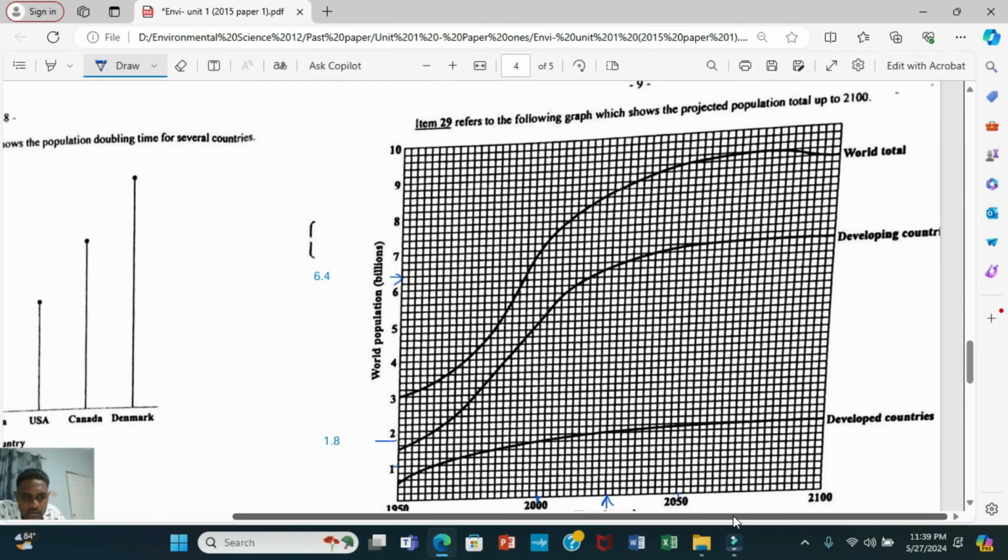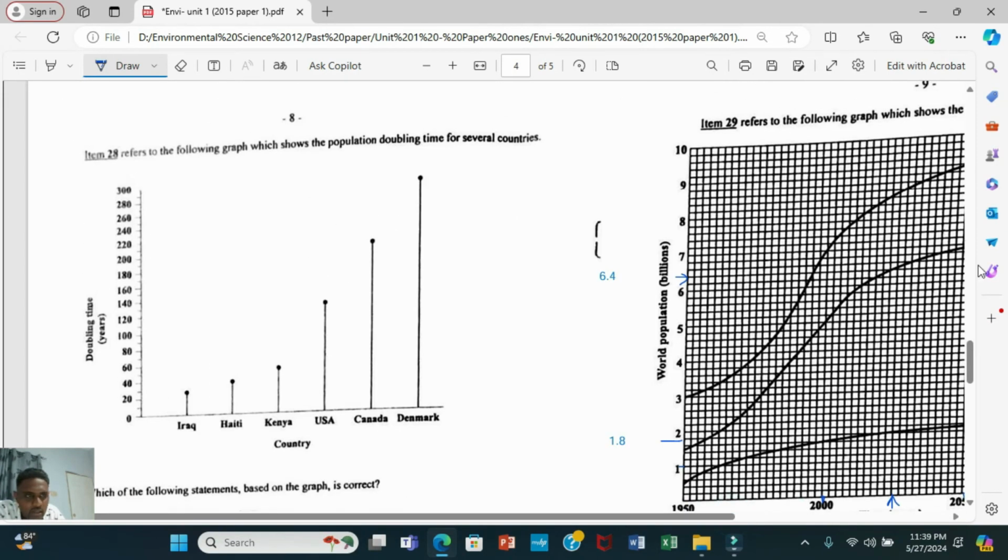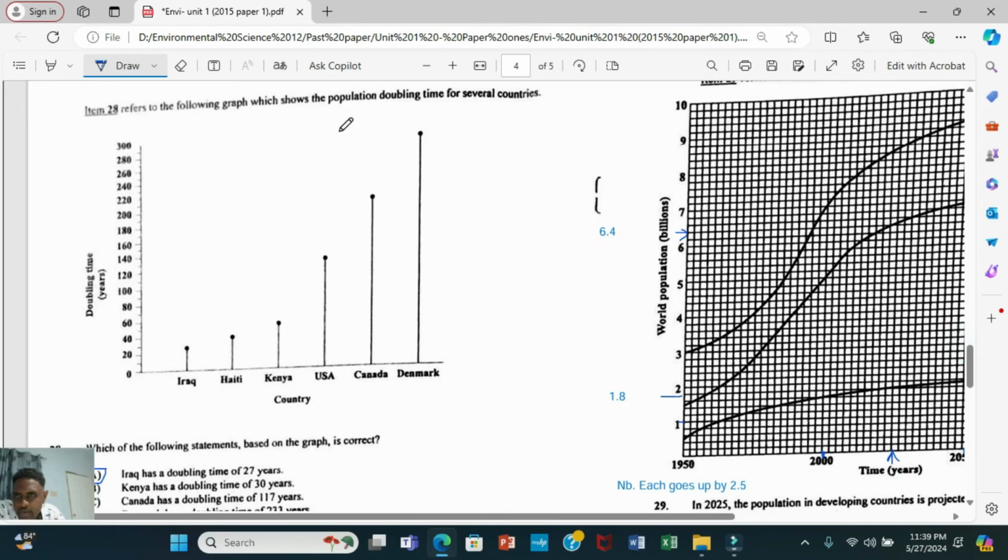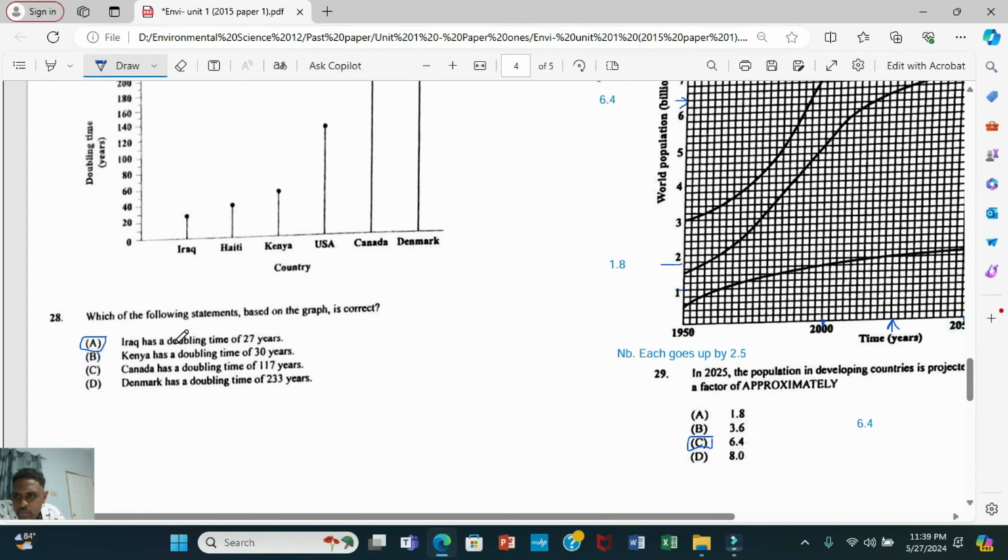28. 28 refers to this diagram here, guys. It says, which of the following statements based on the graph is correct? And the answer is A, Iraq has a doubling time of 27 years. That's right here.